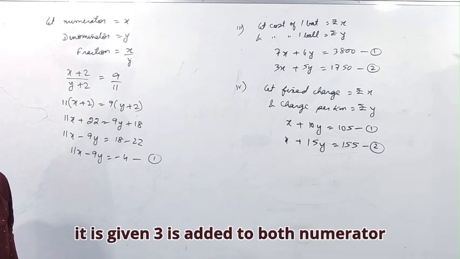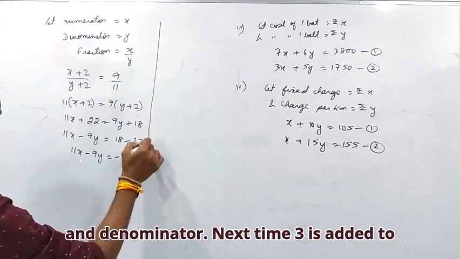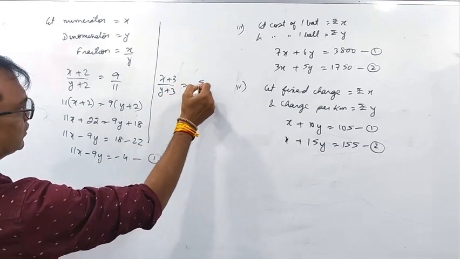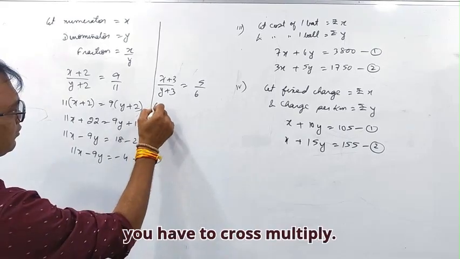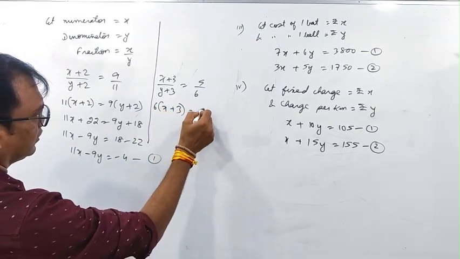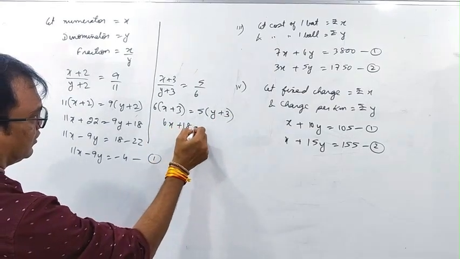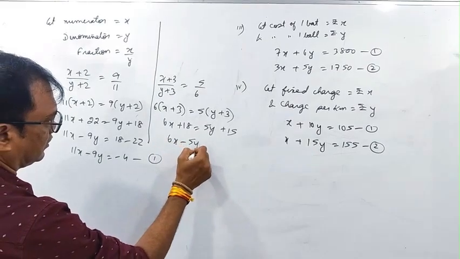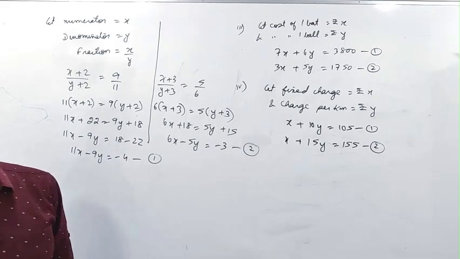And then it is given 3 is added to both numerator and denominator. Next time 3 is added to both numerator and denominator. So it becomes 5 by 6. Again you have to cross multiply. So this is equation 2.